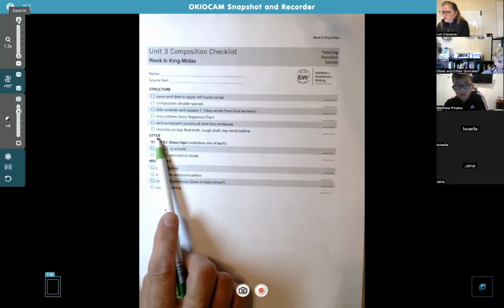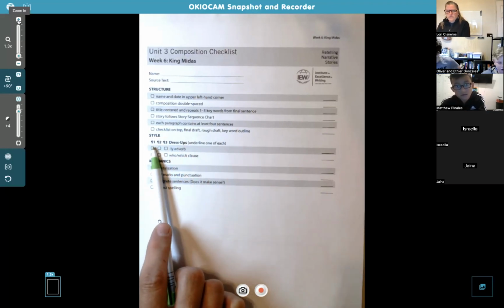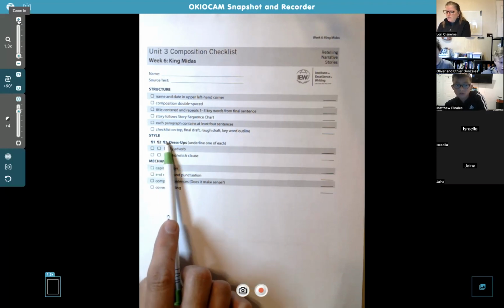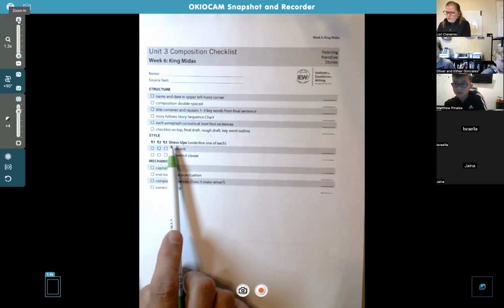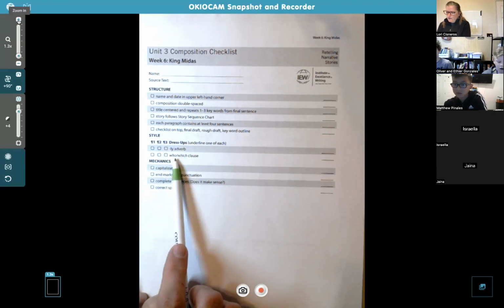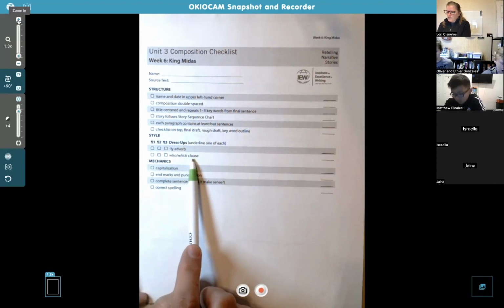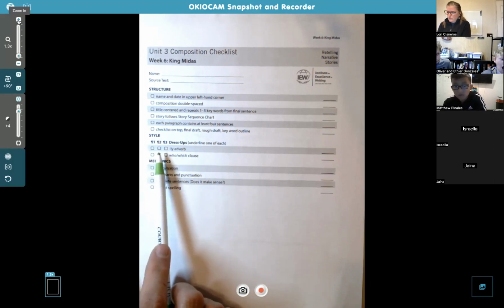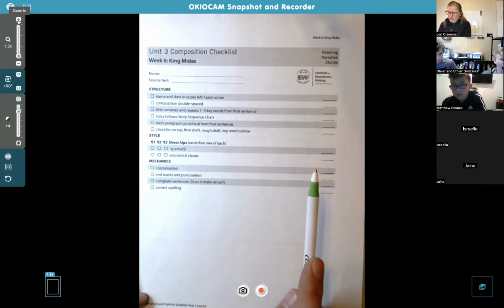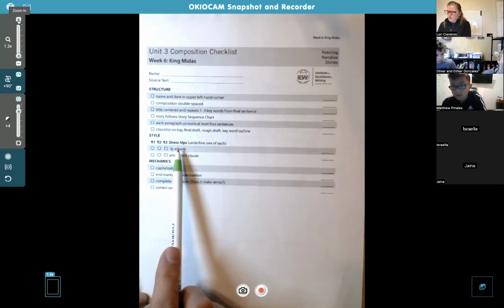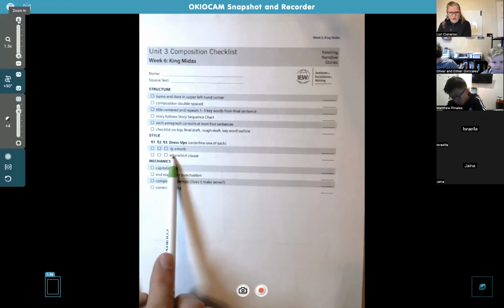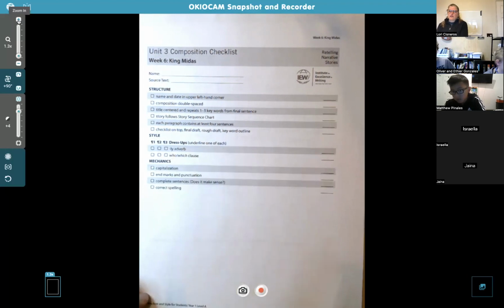Look at under style. Notice this is a little different. You've got paragraph 1, paragraph 2, paragraph 3, and each one has ly adverb and who, which clause. This week for your homework, you're only doing paragraph 1. So don't worry about 2 and 3 yet. You're going to leave those blank. But you need to make sure to include at least one ly adverb and 1 who, which clause. Now, let me remind you, do you have a question?